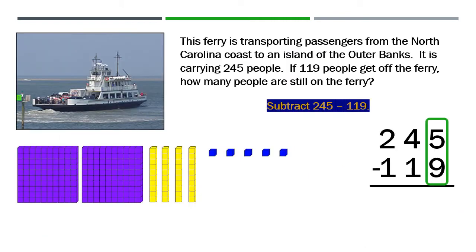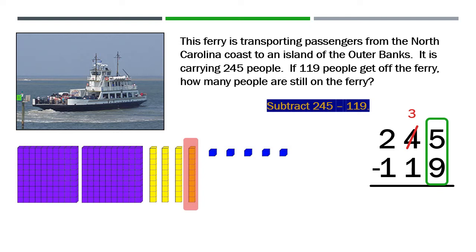So when we look at these numbers in the ones place, we see that yes, the bottom number is bigger than the top number. 9 is greater than 5. So we are going to need to go next door to the tens place and borrow. So we're going to cross out the 4 because we are going to be borrowing one of these tens. And when we borrow one of those tens, that means that we're only left with 3. So we're going to put a 3 above the 4.